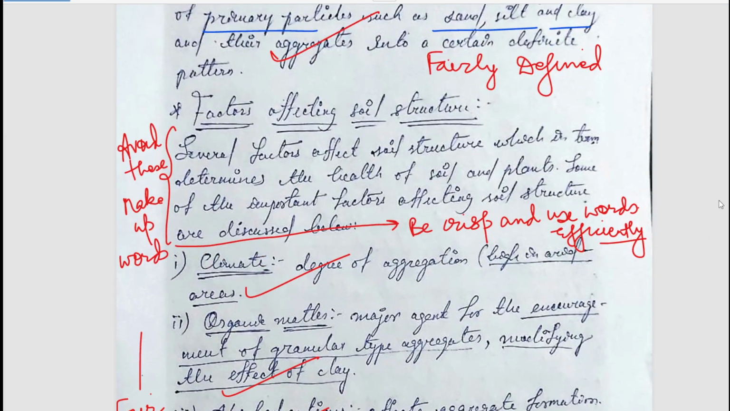Here you can see the student has written 3-4 lines after writing factors affecting soil. This is not necessary. You can simply go to factors affecting the soil structure, point number 1. You should use your words precisely, because first of all you will not have that much time or liberty in the exam to write in too much detail. So be very precise and efficient, that will be very helpful. Simply write factors affecting soil structure, number 1 climate, number 2 organic matter, and go this way. I am not saying this is wrong, but you should try to avoid these things.